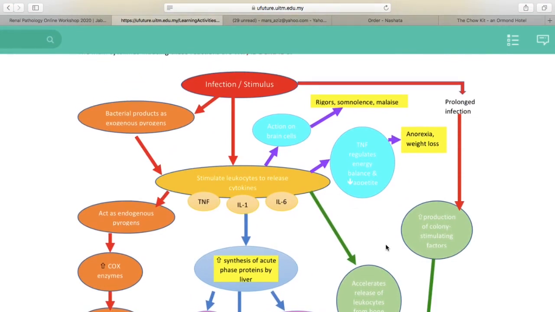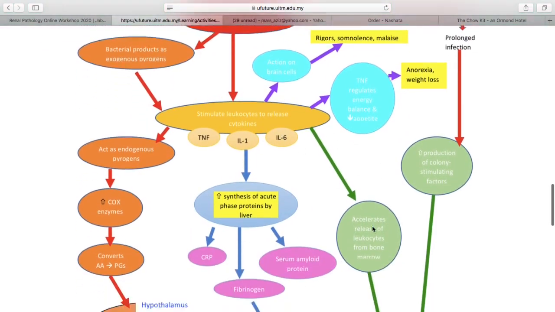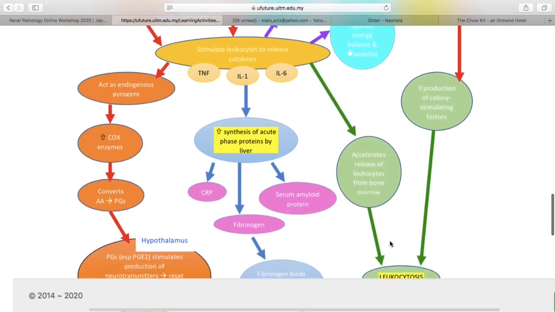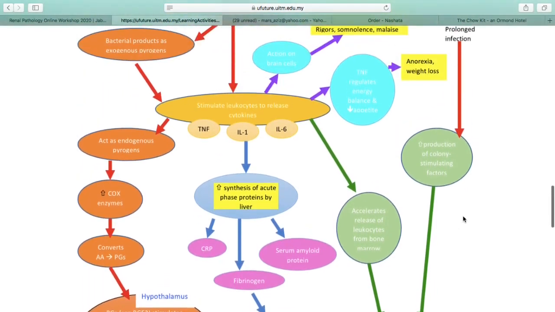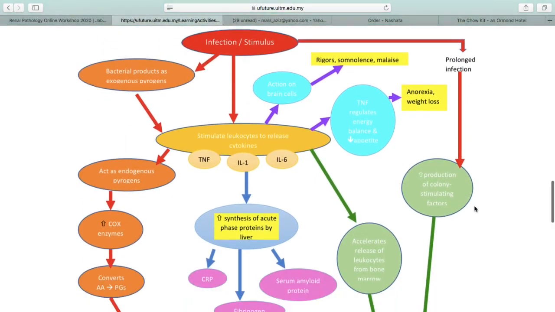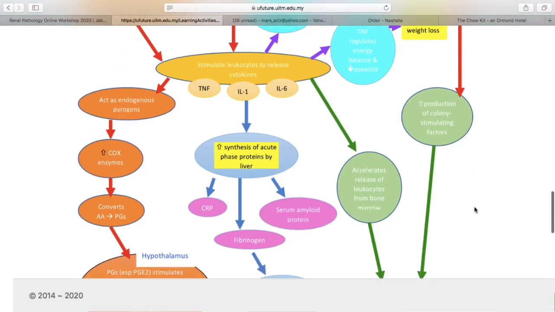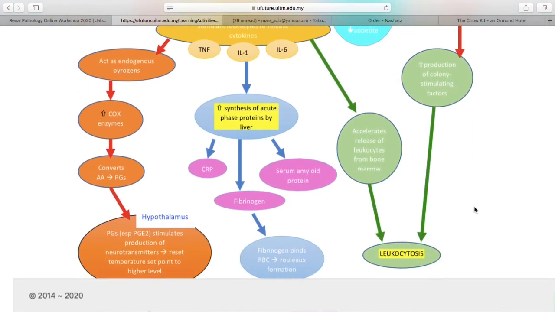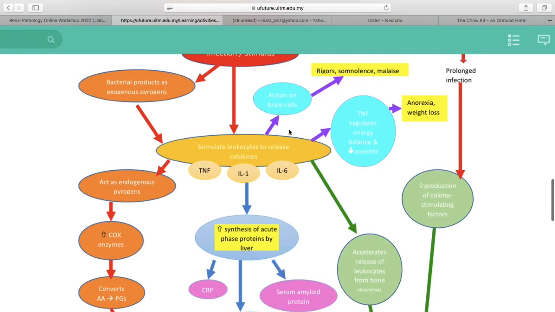In terms of leukocytosis, again, the cytokines will accelerate release of leukocytes from the bone marrow. So that is one mechanism of leukocytosis. And on top of that, if there is a prolonged infection, there will be increased production of colony-stimulating factors, also resulting in increase in the production of white cells and subsequent leukocytosis. And there are some direct effects of the cytokines on brain cells, and TNF, for example, regulates energy balance and causes reduction in appetite, and that can lead to various manifestations.